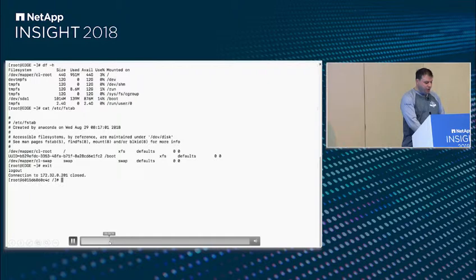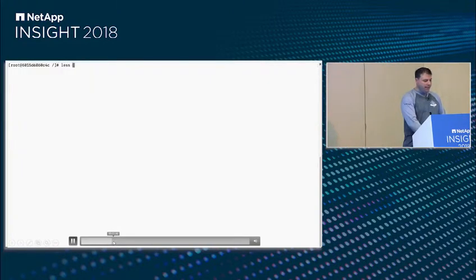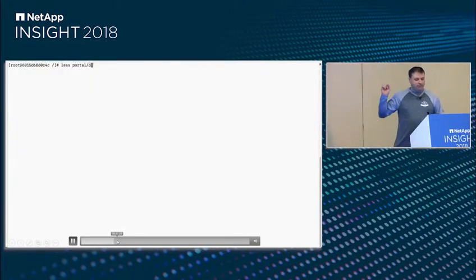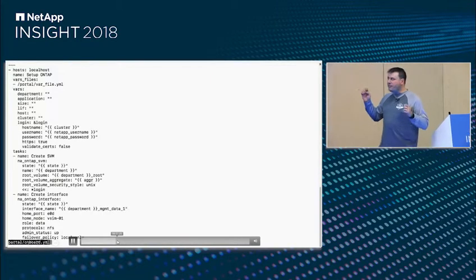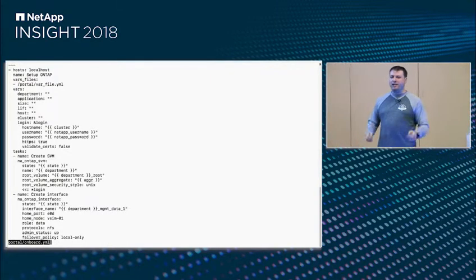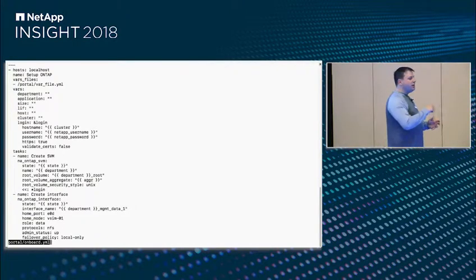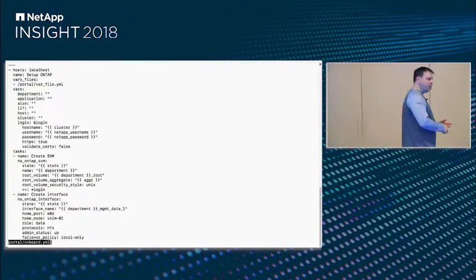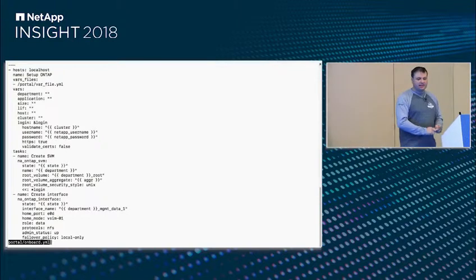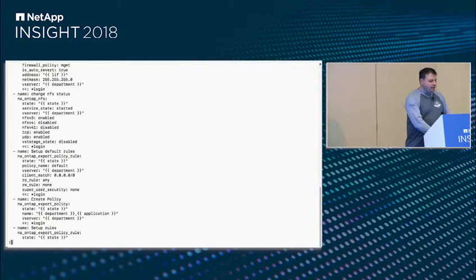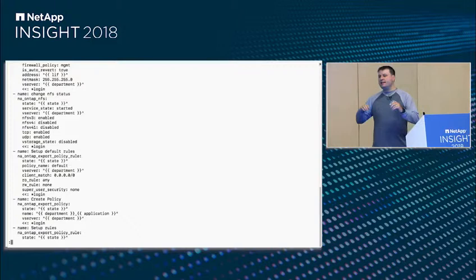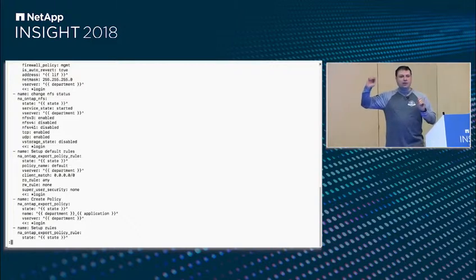So within Ansible, I can create an Ansible playbook that does all the things I want to have checked. Make sure that their department vServer exists and is accessible. Make sure the data LIF exists and is where they need it to be. Make sure that the volumes, NFS status, a whole bunch of stuff that I can do with Ansible.